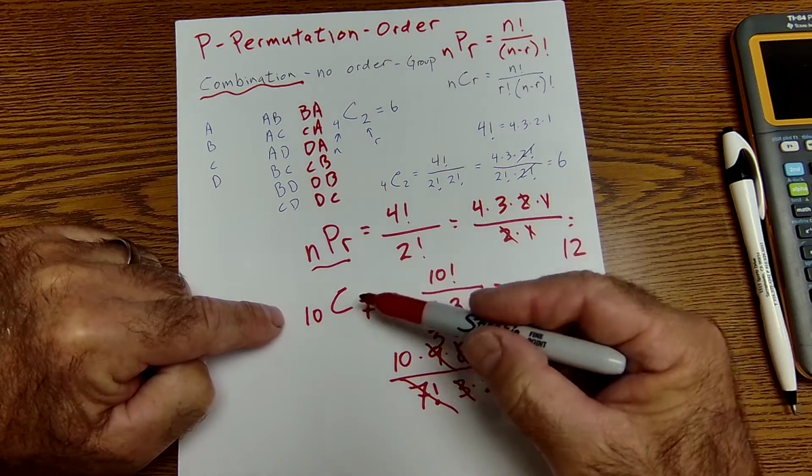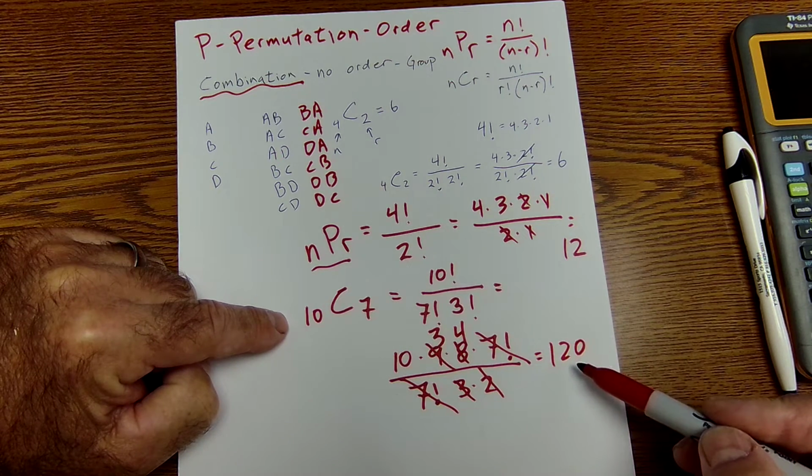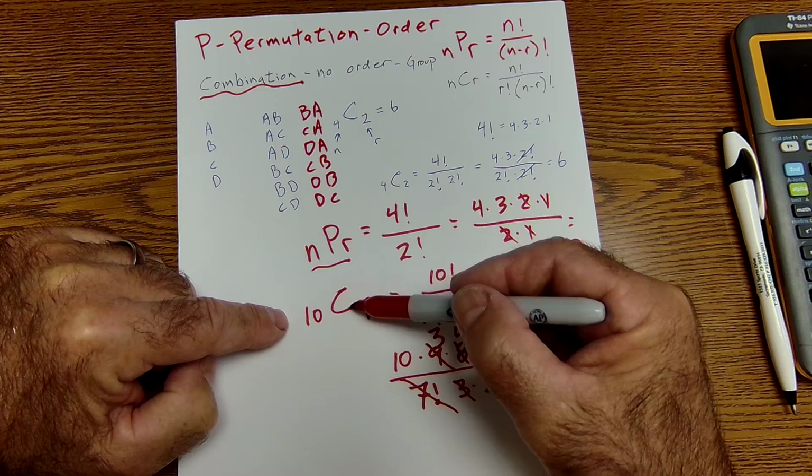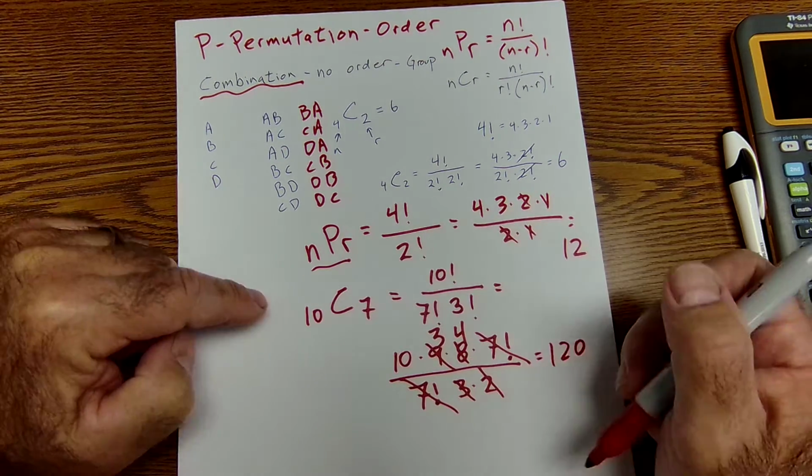So how many groups of 7 from 10? The answer would be 120. The group is telling me it's a combination of 7 from 10. That's how I get the nCr.